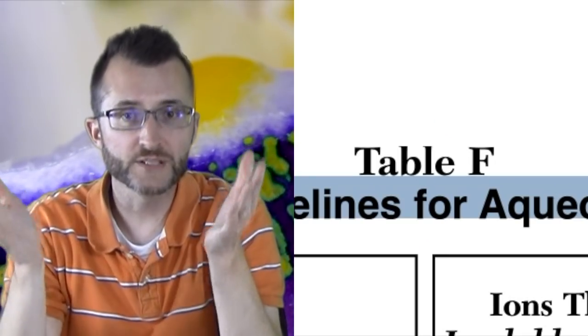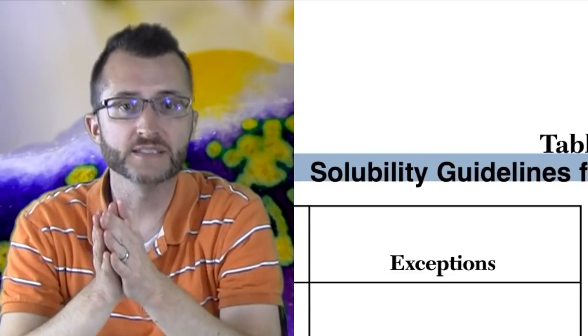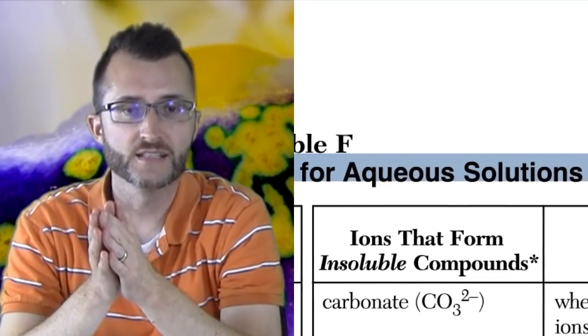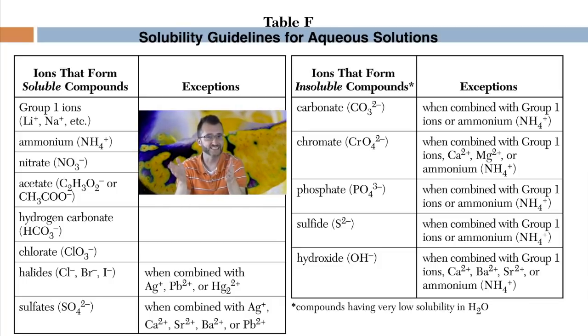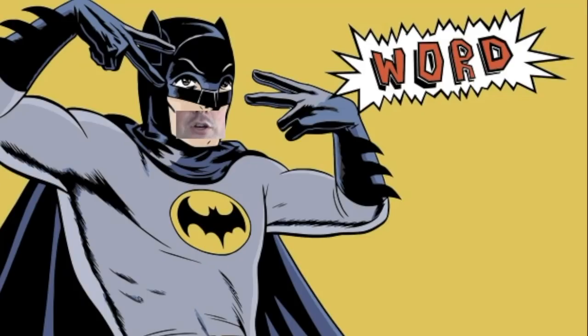Okay folks, we're gonna really break down table F, which is solubility guidelines for aqueous solutions. Now, we're gonna have you do a little bit of labeling, and you're not gonna see us doing this on screen, so make sure you are listening very carefully. Make sure you have your listening ears on!